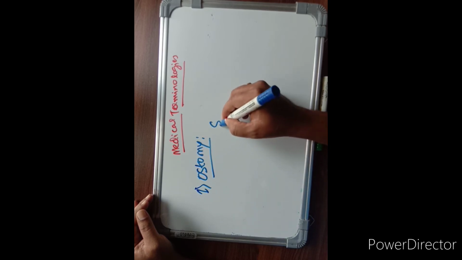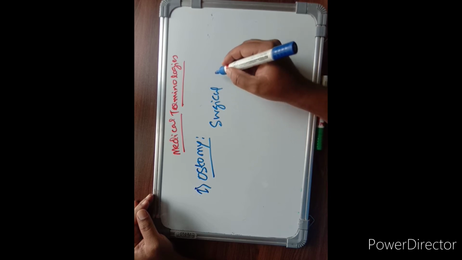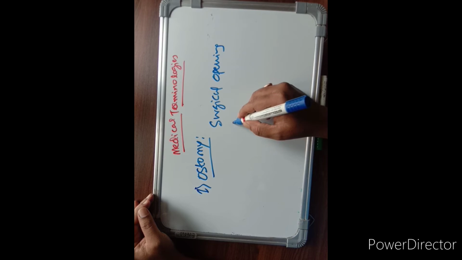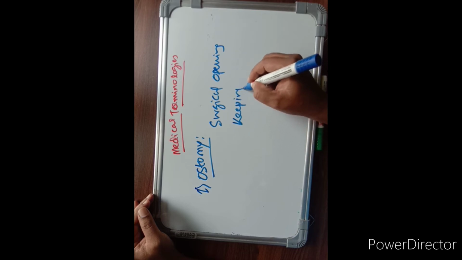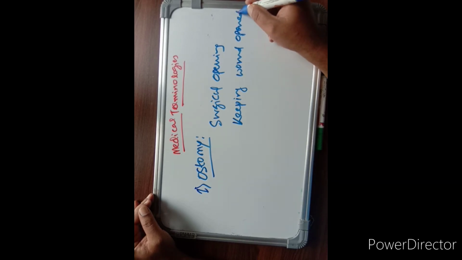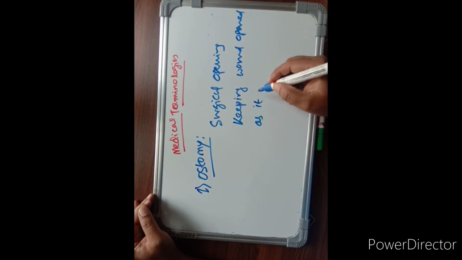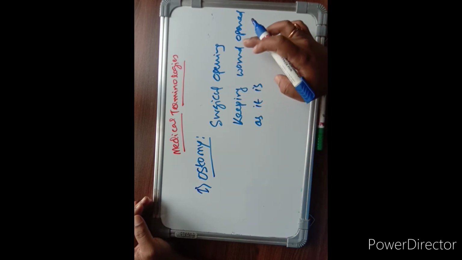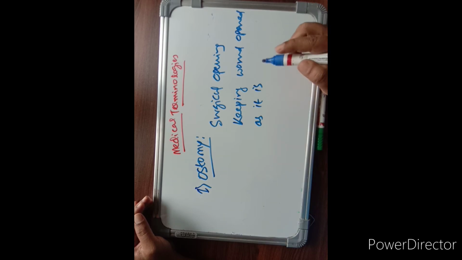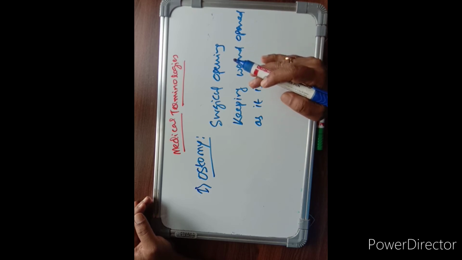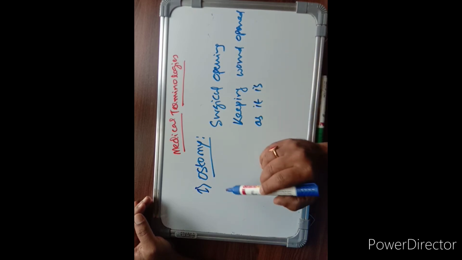Ostomy means it is a surgical opening. The surgeon will make an opening on the patient's body, but keep the wound open as it is. The surgeon will not close the wound here. He may take an incision on the patient's body, but he keeps the wound open. He does not close the wound. So this type of terminology suffix we will know as ostomy.